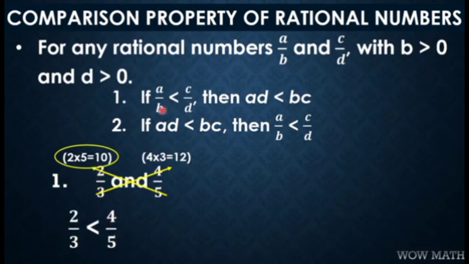So, ito yung sinasabi ng ating condition. So, kung ito daw, kung ang lumabas dito ay mas mababa, mas mababa ito, therefore, ito ay mas mababa dun sa right side. Ito siya. So, 2/3 is less than 4/5. Or, 4/5 is greater than 2/3.